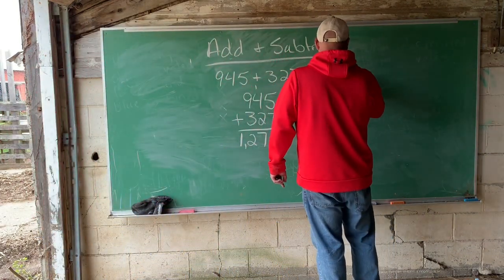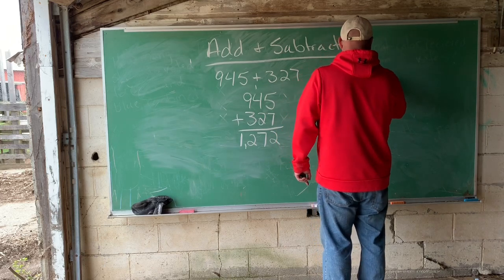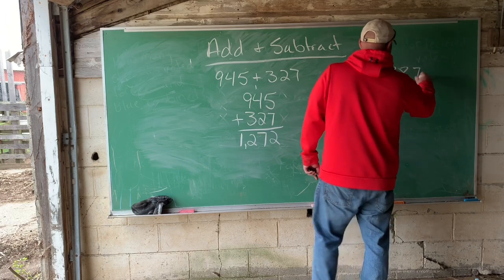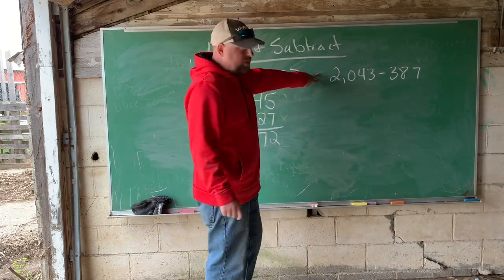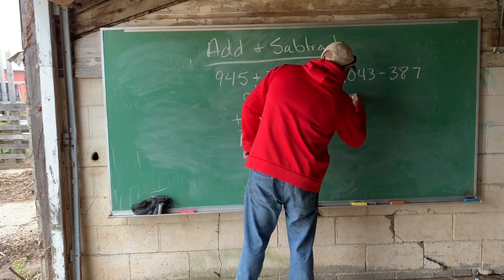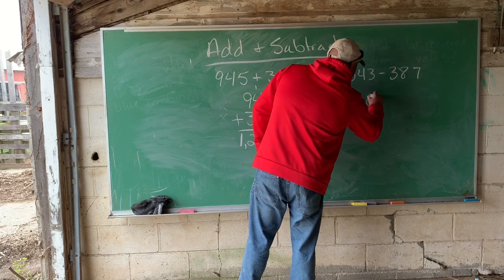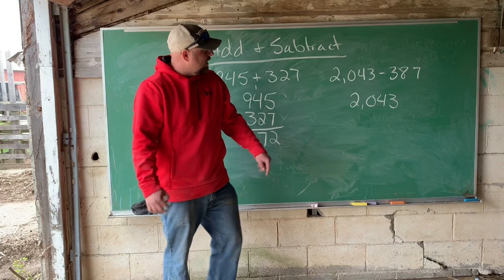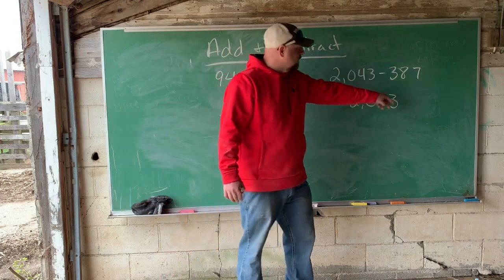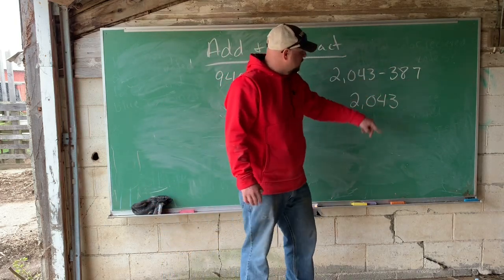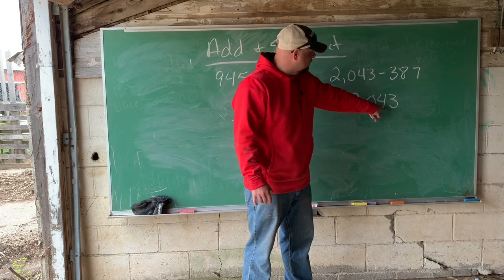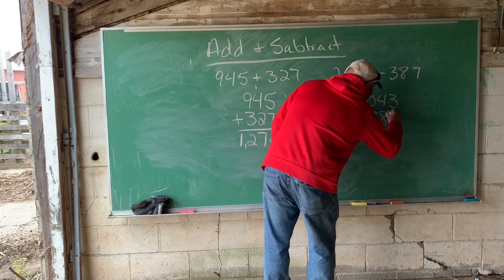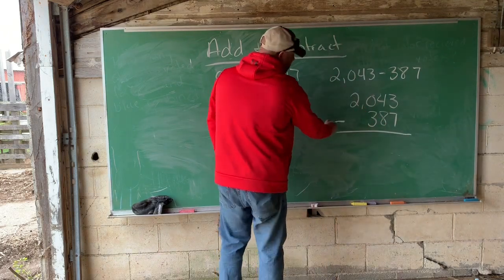Let's do a subtraction one. So if I have 2,043 minus 387, remember I cannot do this in my head, so I need to stack and subtract. So I'm going to have 2,043. Now I'm going to subtract 387. Remember, I have to line up my place values. So I've got my ones, tens, and hundreds. I need to line them up with the ones, tens, and hundreds. So I have 387 stacked in their correct place value underneath.